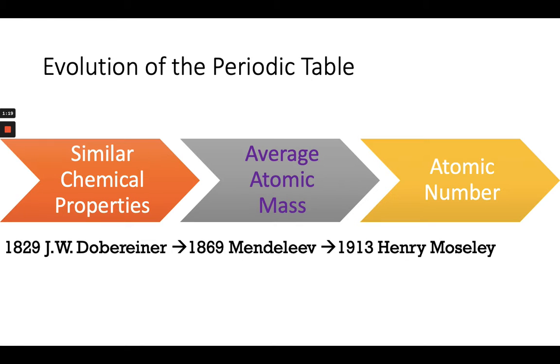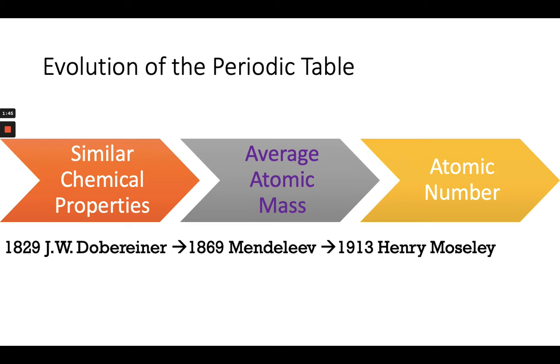But there were a couple of notable problems with his arrangement that were solved once we understood the idea of the atomic number, or the number of protons being the identifying number of the element. And the modern periodic table, with lots of holes in it that we filled in as we discovered more and more elements, was formulated by a man named Henry Moseley in 1913.